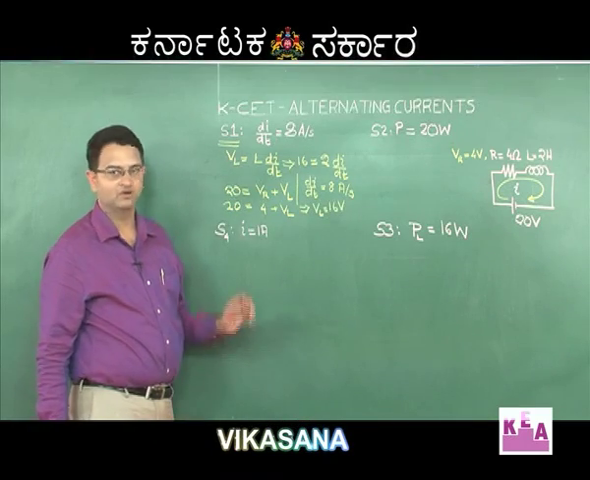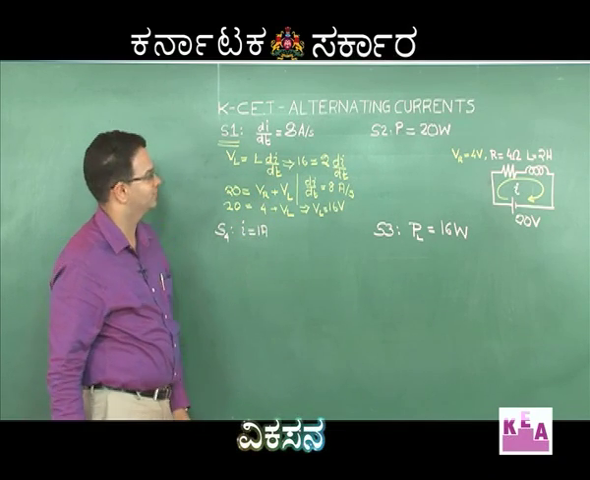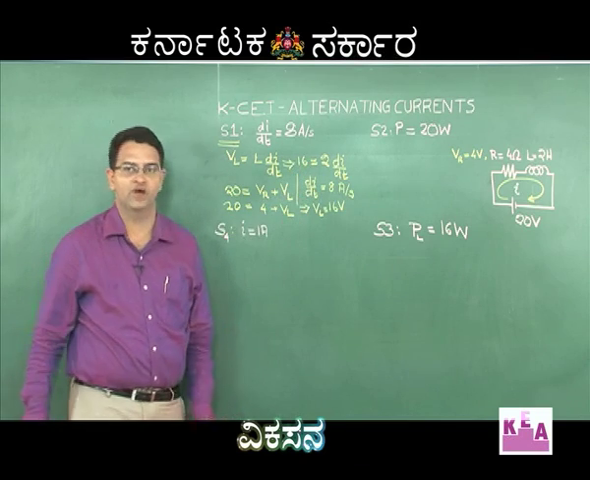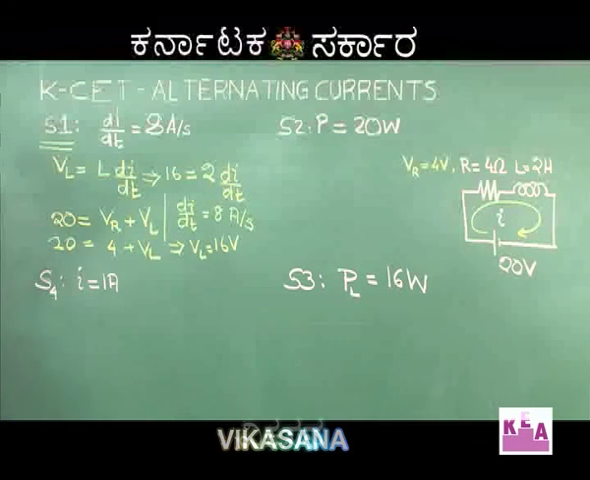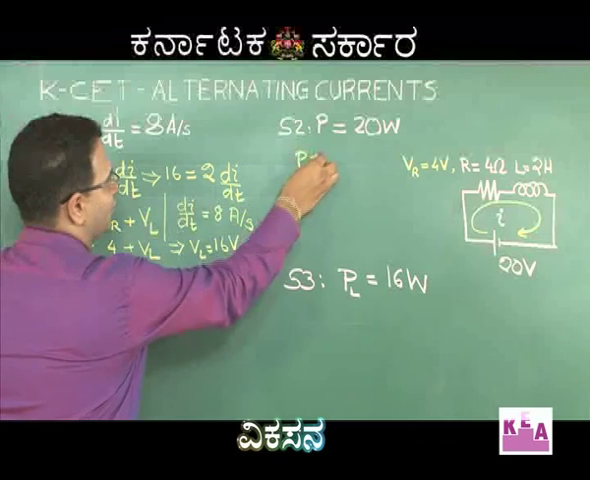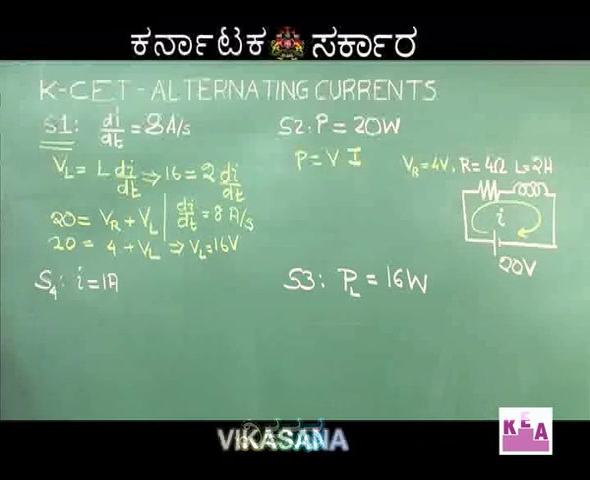But however, to get the final option, we need to analyze all the other statements also. Now, let us look at statement 2. Statement 2 is that power provided by the battery is 20 watt. Now, how do we find the power provided by the battery? We know the formula that power is equal to voltage into current. For this, we need to find the value of the current flowing through the circuit at that instant.